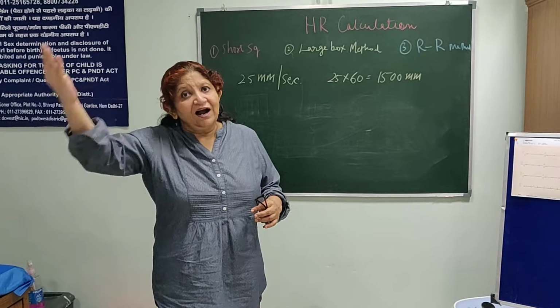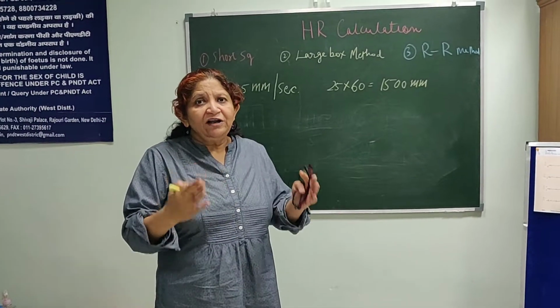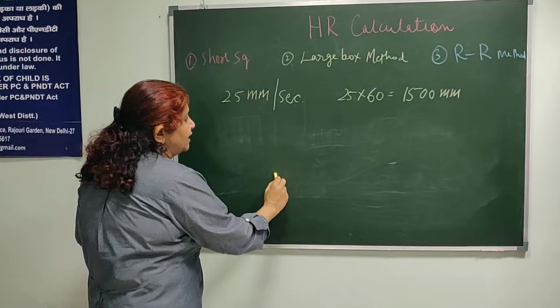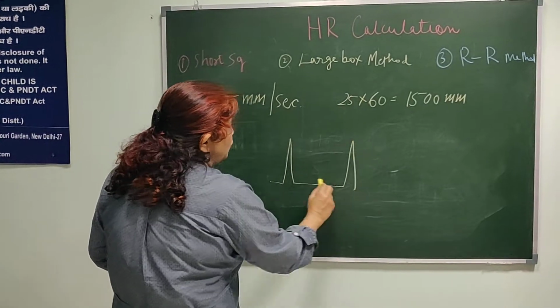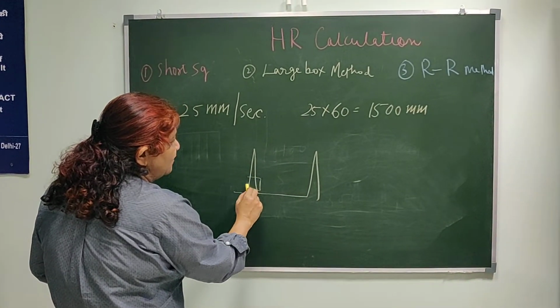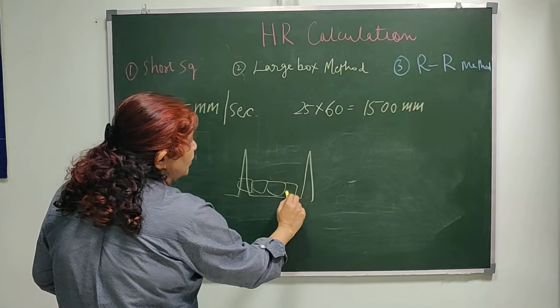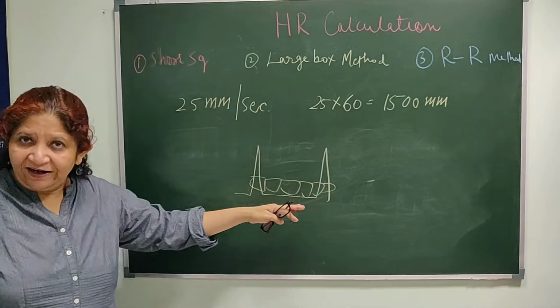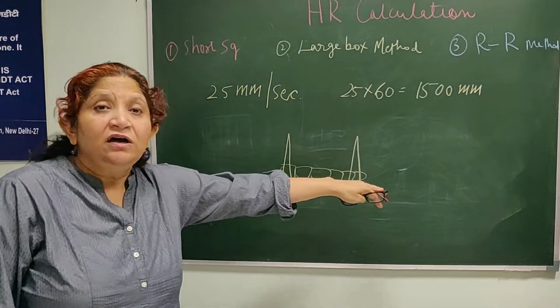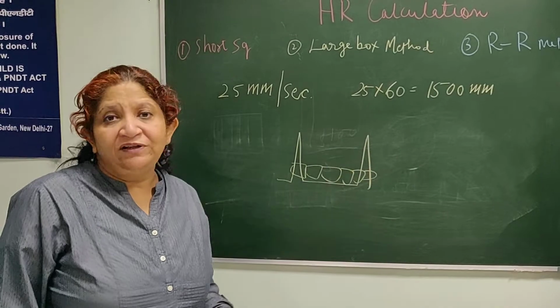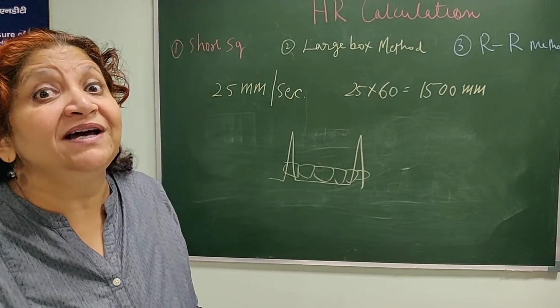Because at faster heart rates, it will be very difficult, as most of the intervals will be half boxes, like this is one RR interval. So for counting the large boxes, it will be very difficult. At that time, counting small segments in between the RR interval will give you a more precise reading.